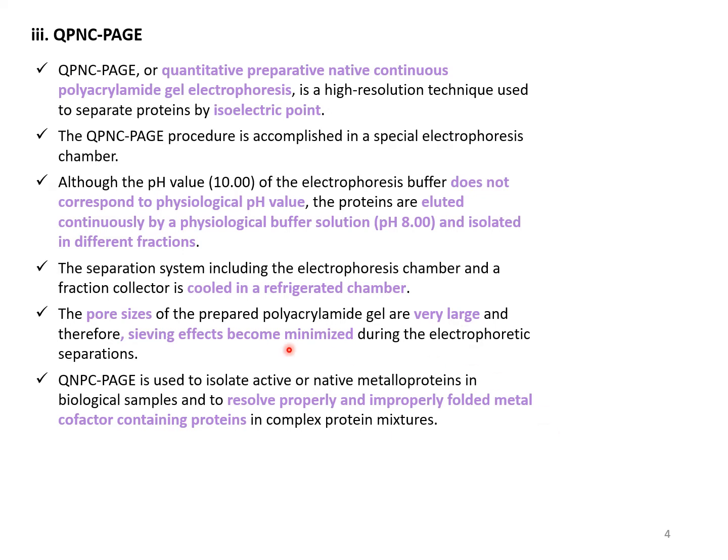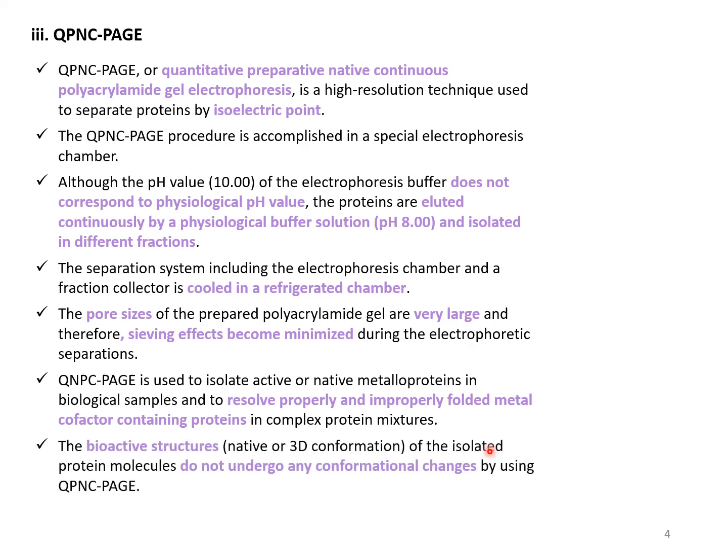So this is actually a very restricted and common application of QPNC PAGE, whereby you want to study metalloproteins, or proteins which contain any metal ion as a cofactor. So over there QPNC actually becomes very useful. Other than that, the applications are pretty limited. The bioactive structures, that is the native or the three-dimensional conformation of the isolated protein molecules, do not undergo any conformational changes when using QPNC PAGE, and that is the entire point.